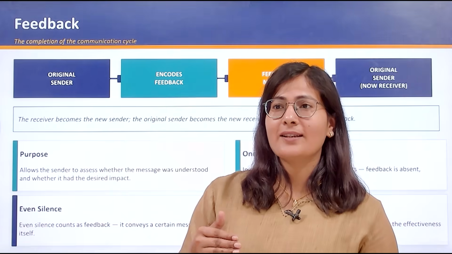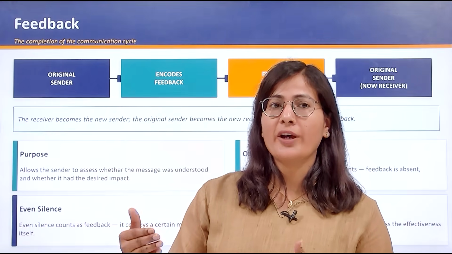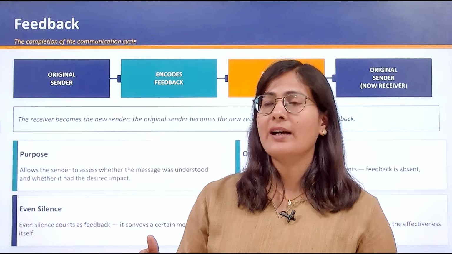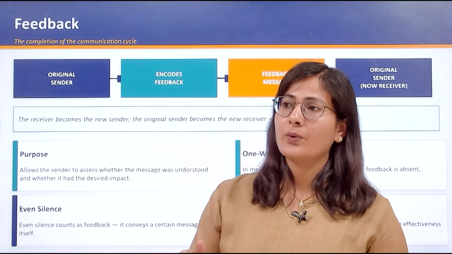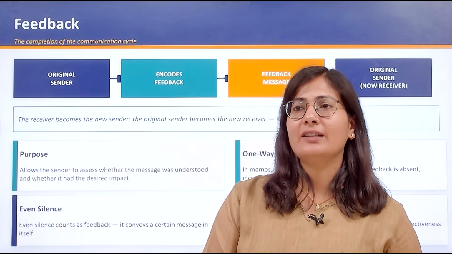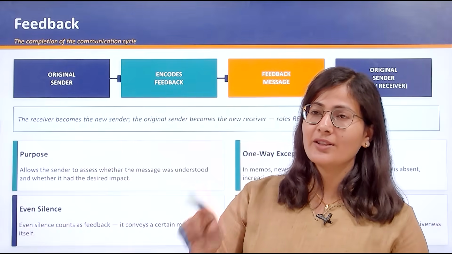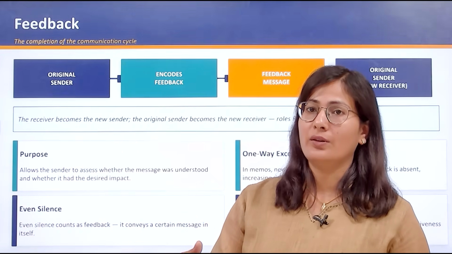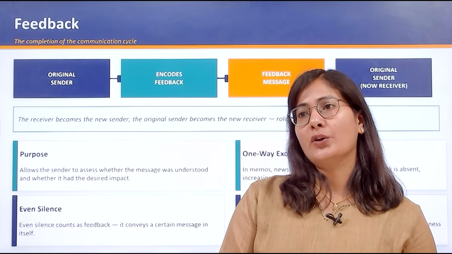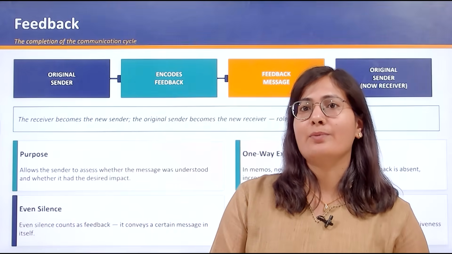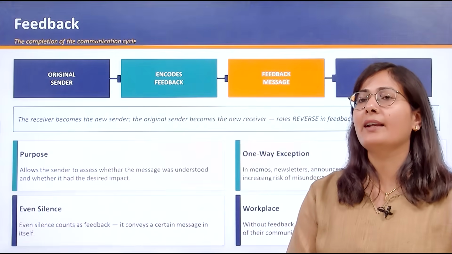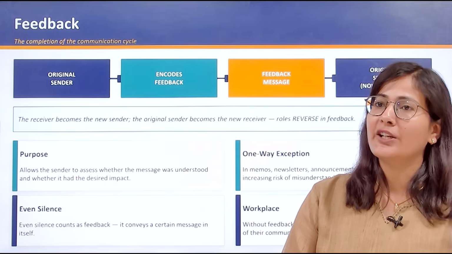Here you will come to know that when the receiver decodes the message and starts thinking of giving feedback to the sender, the receiver becomes the sender and the sender becomes the receiver. So there is a reversal of roles that you will see. The original sender becomes the receiver and the original receiver becomes the sender at this point. The receiver becomes the new sender, and the original sender becomes the new receiver.